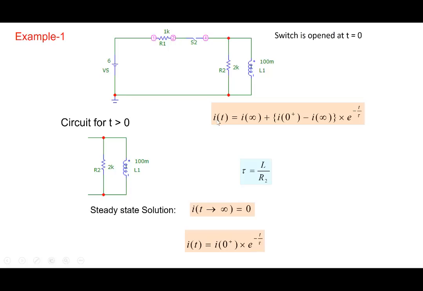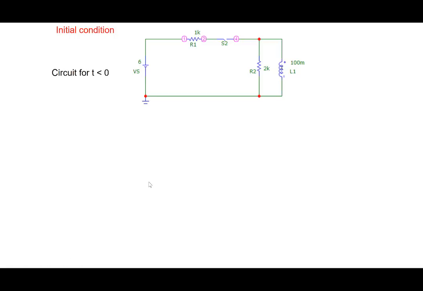So our solution will be I0 plus, e to the power minus t by tau. We have determined tau, and I infinity, but we don't know I0 plus. What happens to the current immediately after the switch is opened? For the circuit at t greater than 0, if I simply look at the circuit, I cannot find out; I don't have enough information, just 2K and 100 millihenries. So I need to go back and use the fact that the current through the inductor, I0 plus, is equal to I0 minus.